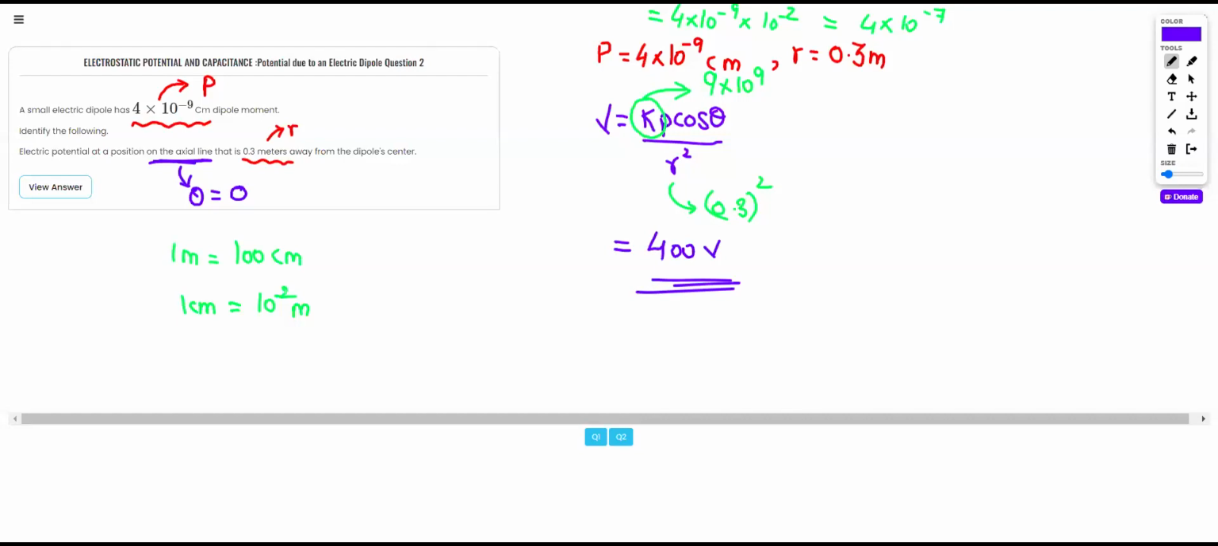On the axial line, theta is 0, so cos theta is cos 0, which is 1. That means V will be equal to Kp cos 0 over R square, so this will be equal to 400 volt.